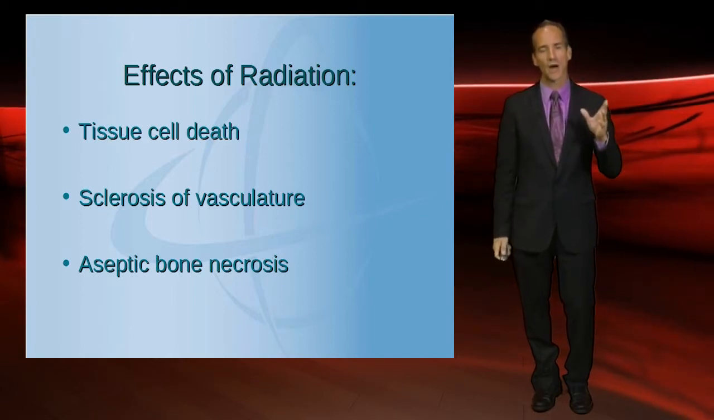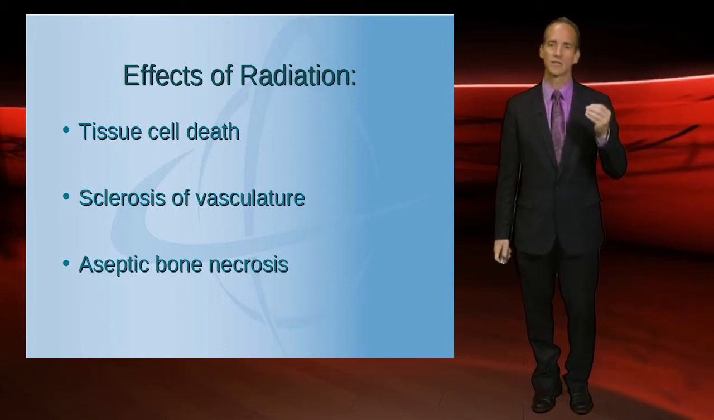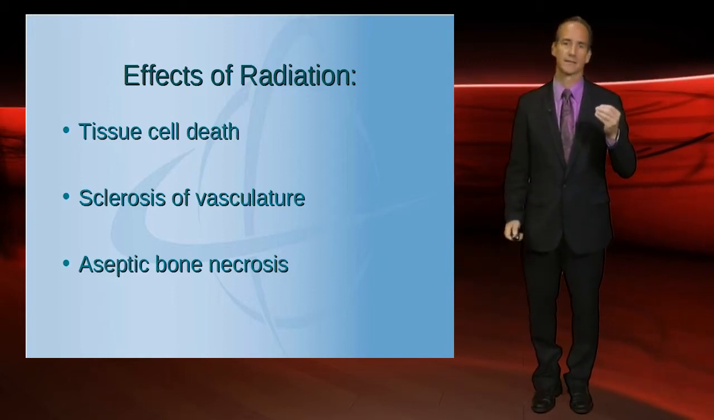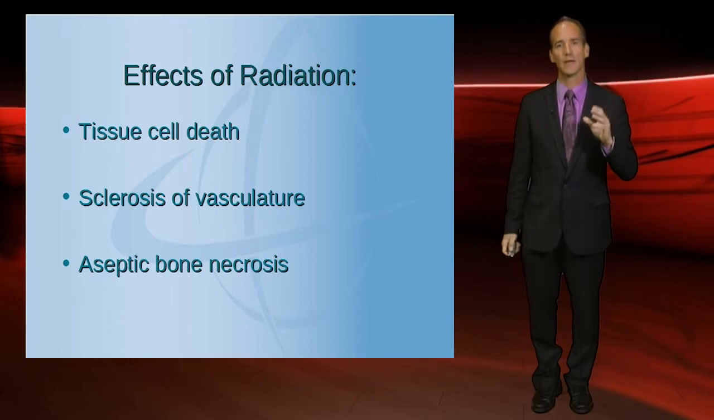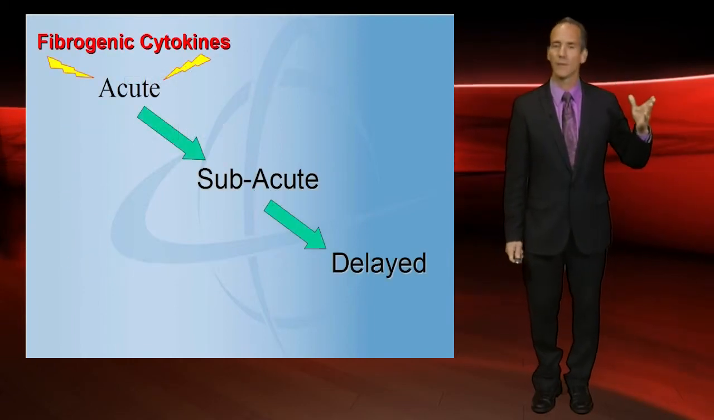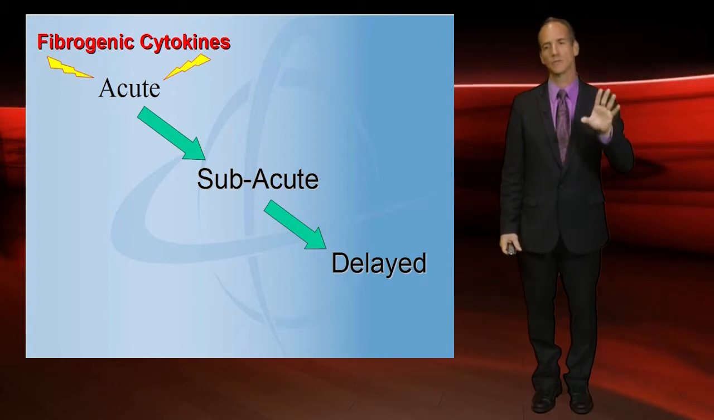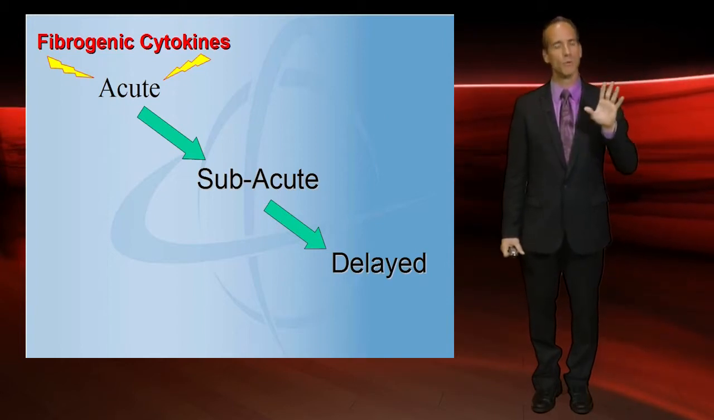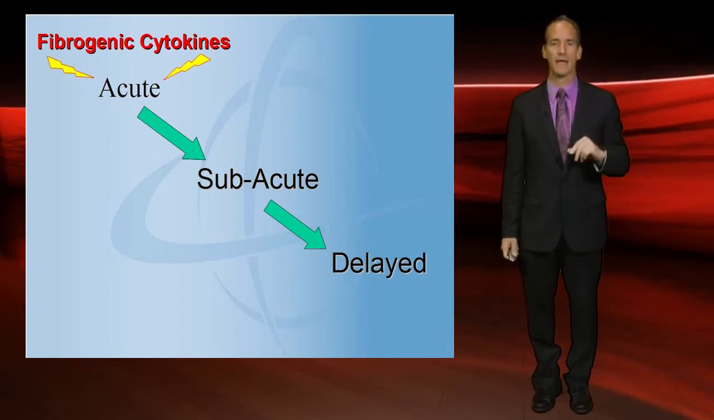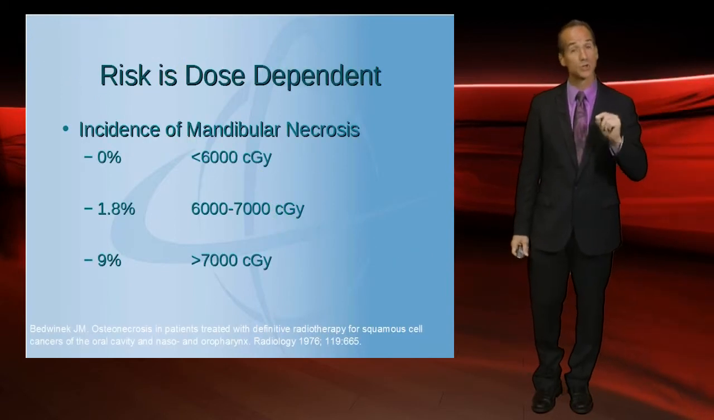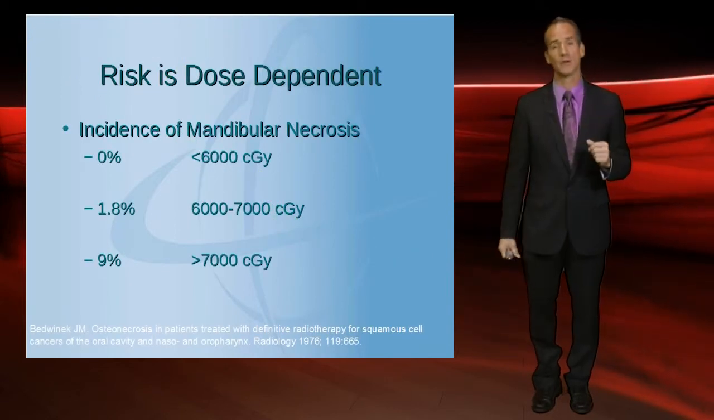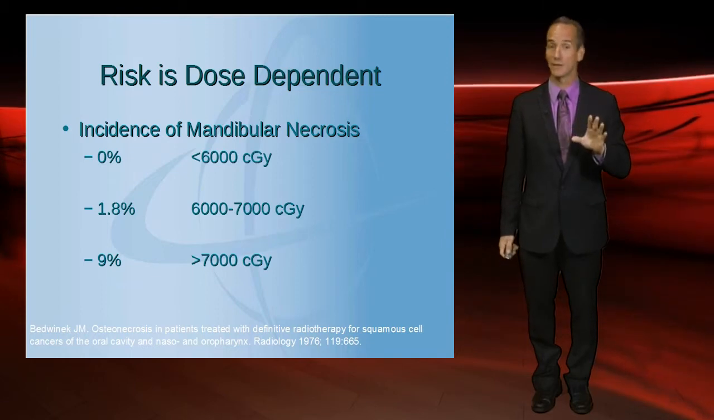Now, what causes this? What is the process? It's caused by fibrogenic cytokines that are a result of the radiation. They're present early on, starting in the acute phase, but over time, they cause a progressive destruction of the vasculature, and the wound becomes hypoxic and acellular. The risk is dose dependent, so it's important when you're evaluating your patients to know the dose that they received.